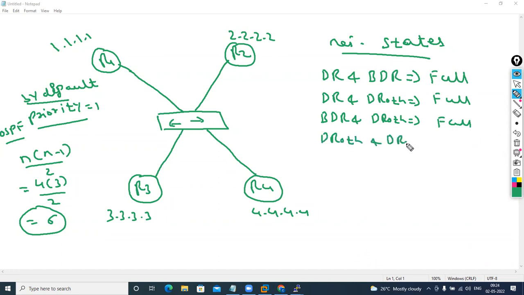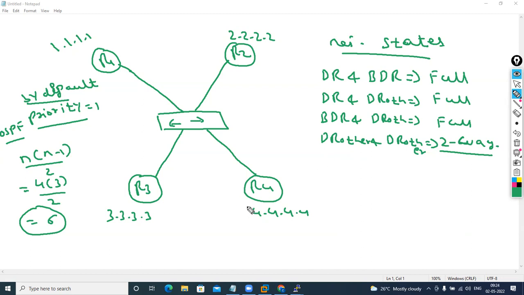So if anybody asks in the interview, what is this? When you see a two-way state, it is not stuck. It is by default between DR other and DR other. You will see a two-way state. You don't have full adjacency between DR other and DR other.